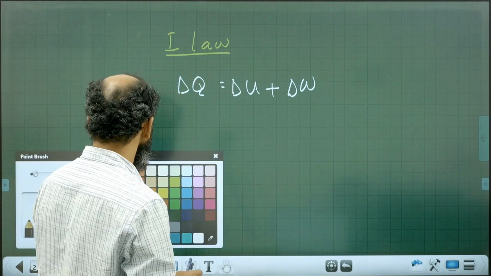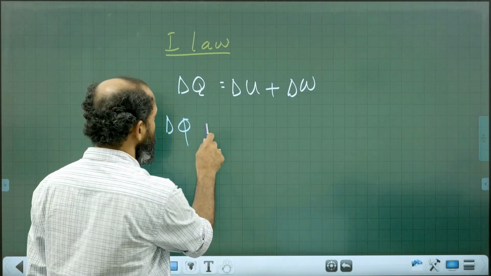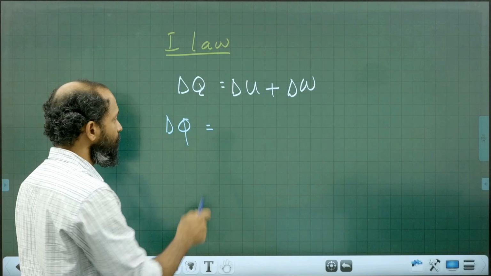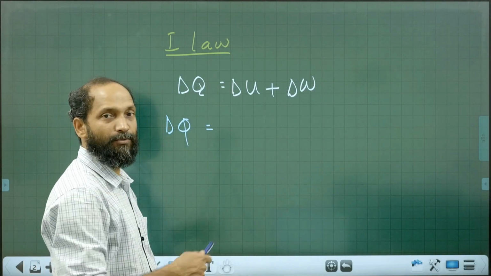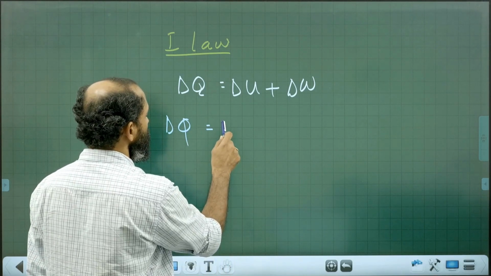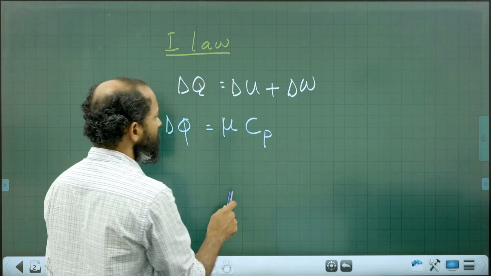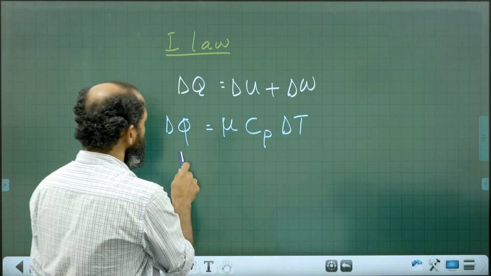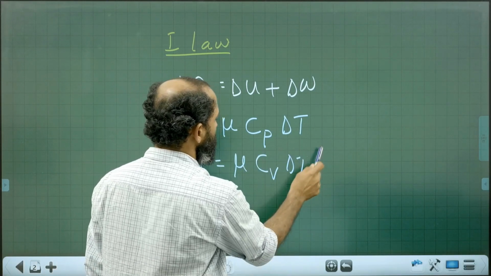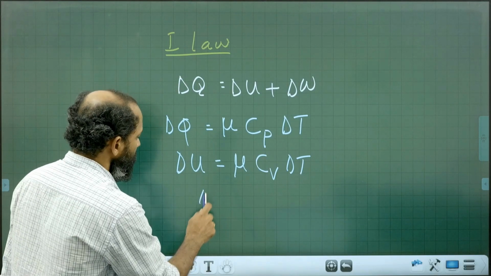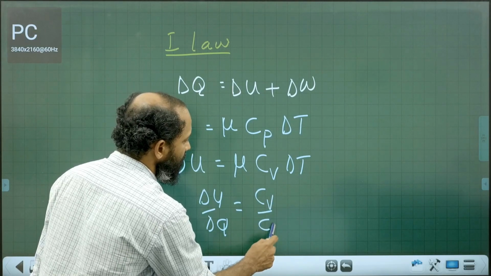How to measure this quantity delta Q? As in a quick revision class, we can directly enter into the equations. In the last chapter also we discussed the formula for delta Q: number of moles times specific heat at constant pressure times delta T. What is the delta U formula? Number of moles mu times CV times delta T, where delta U by delta Q refers to CV divided by Cp.